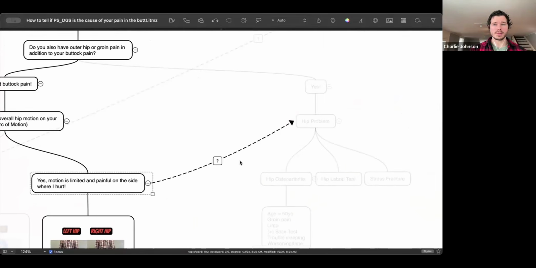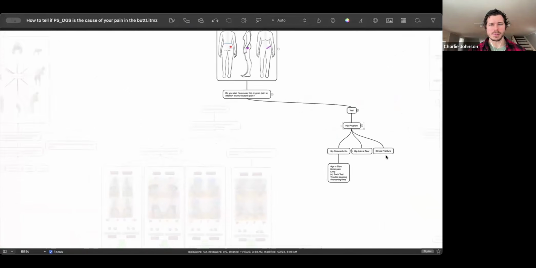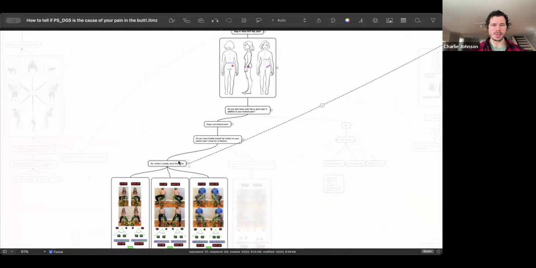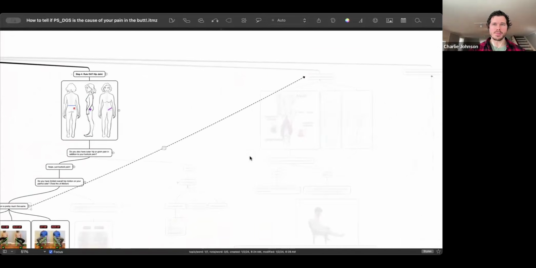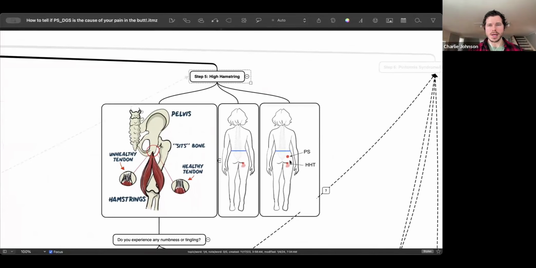If that is the case, are you sure you don't have a hip problem? Right? Again, you can download my DIY diagnostic guide if you want for more info there, but this is something we see commonly. Okay. Now, to keep things going, nope, motion is pretty much the same, not a hip problem. Great. Now we need to rule out a hamstring problem, usually a problem with the high hamstring.